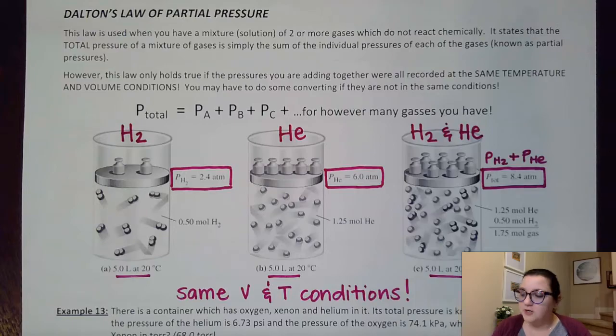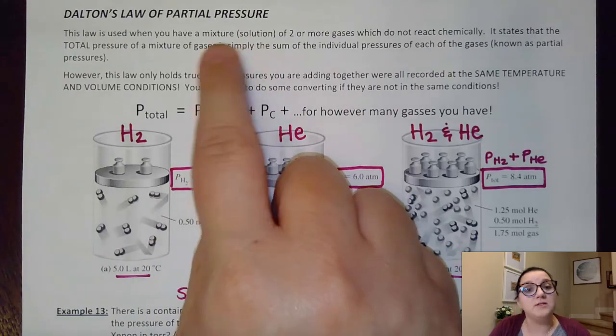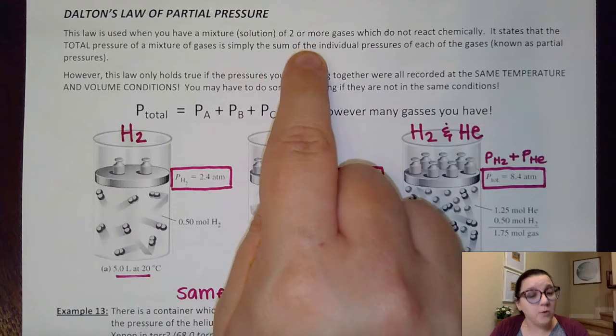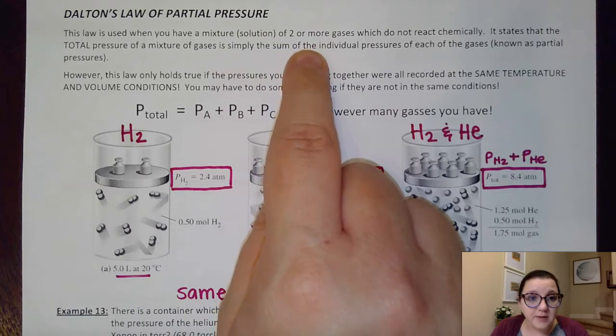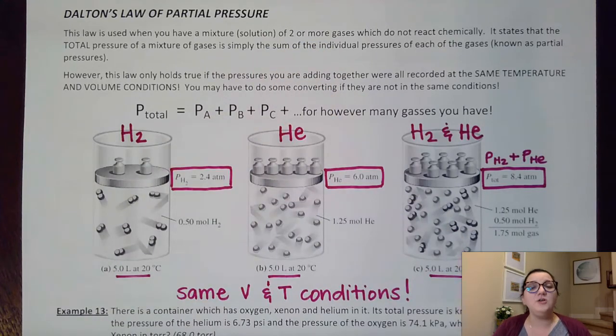Those pressures are going to be for a mixture or a solution of two or more gases which do not react chemically. What's going to happen is that you are going to have some pressures of some individual gases, and then those gases are going to be put together in some sort of container. Our job is to figure out either that new total pressure, or if we're given the total pressure, to figure out one of the individual pressures.